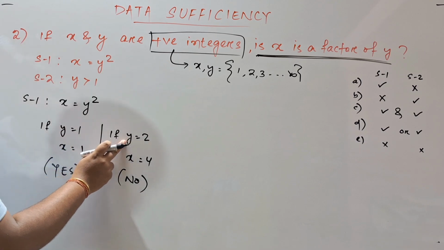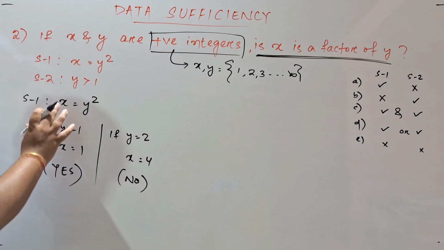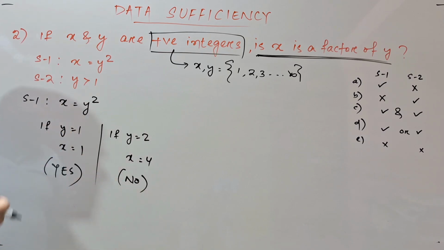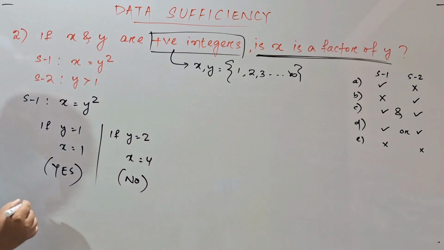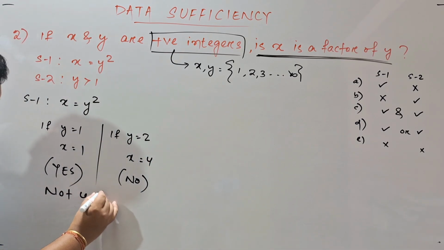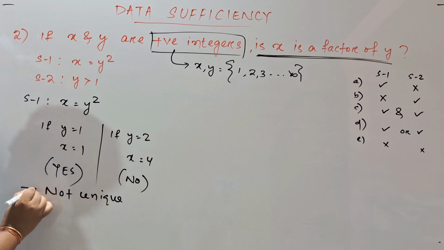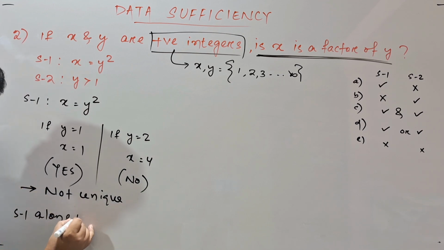For one value of y you said yes, and for another value you said no. For a single statement you have multiple answers, so there is ambiguity. Ambiguity means complexity, and complexity means this is not unique. Statement 1 is not unique, which means statement 1 alone is not sufficient.